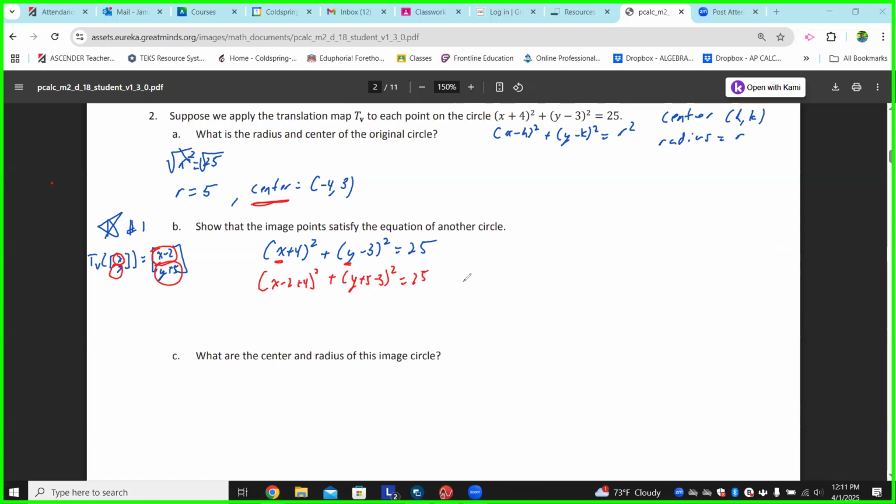Now I'm just going to simplify it. What is negative 2 plus 4? So I get x plus 2 squared. And what's 5 minus 3? So I get y plus 2 squared equals 25.